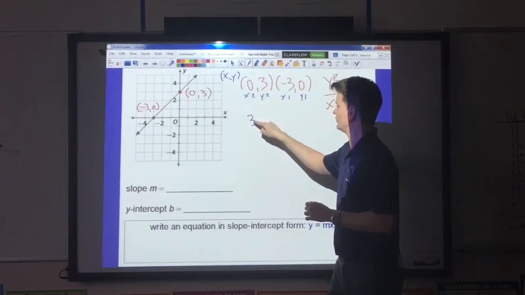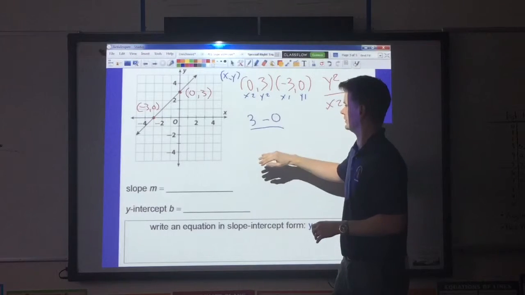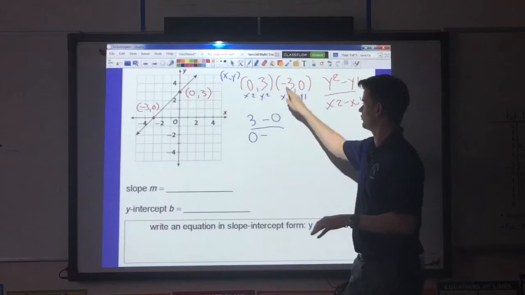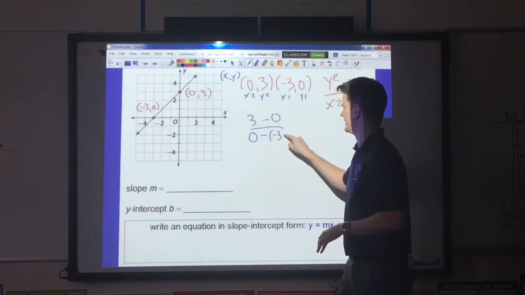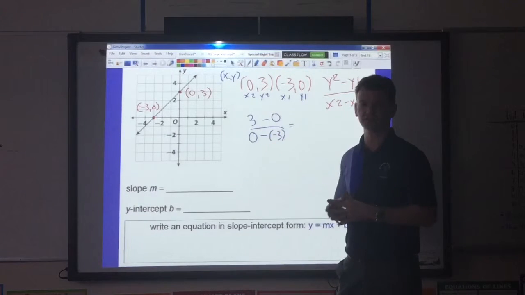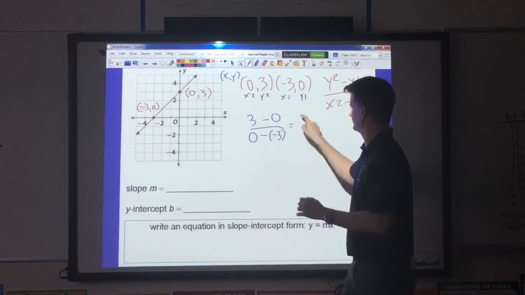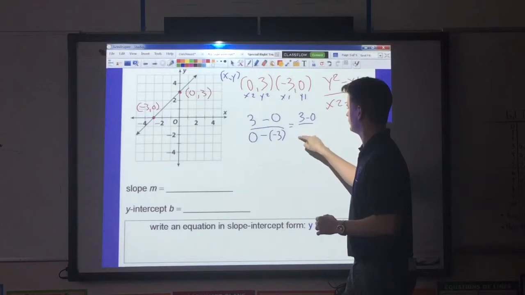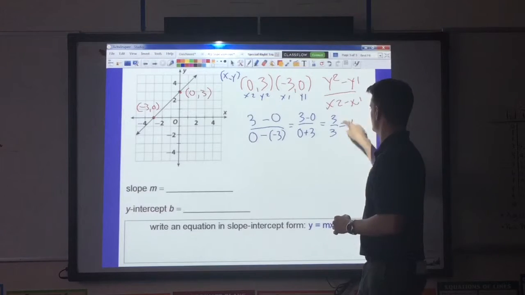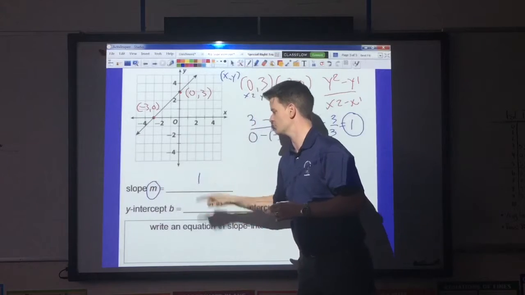I'm going to write y2, which is 3, minus 0, y2 minus y1, over 0. Immediately write that subtraction sign because we're going to have a -3 here, so we have to put that in parentheses. I'm going to get rid of these two signs. I don't like them. I know that when I have two negatives next to each other, with parentheses that indicate multiplication, that's going to become a positive. So it ends up becoming 3 minus 0 over 0 plus 3. That becomes 3 over 3, which equals 1. That means that the slope of this line, also known as the m, is 1.